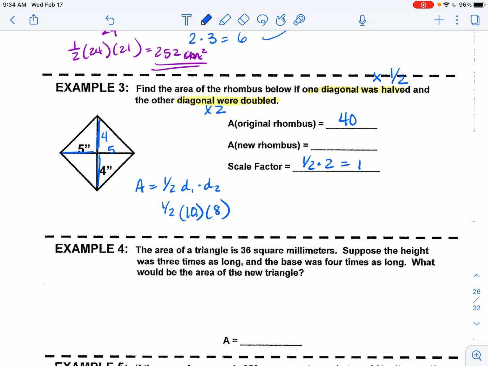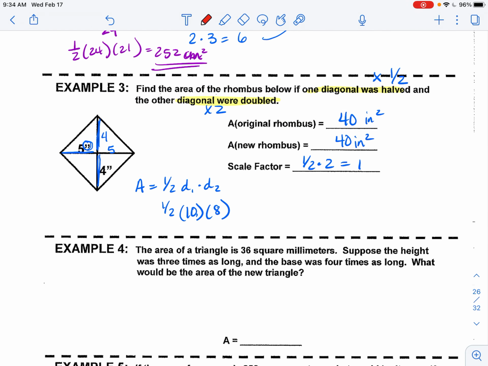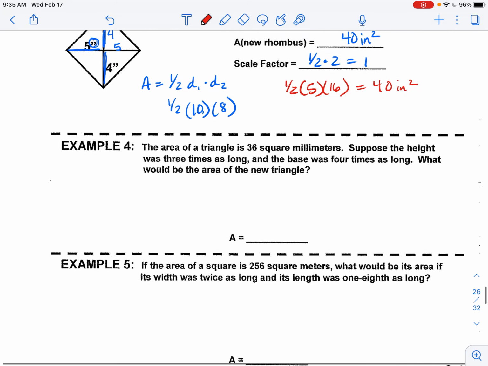Okay, so if the scale factor is 1, this is also going to just be 40. And these are in inches squared. Those little marks, whatever they are, just represent inches. Okay, so now let's go ahead and work it algebraically just to prove this. If I were to half one of the diagonals, so let's say we call this one 5, and double the other diagonal, 16, that's also going to give me 40. So there was no change there.